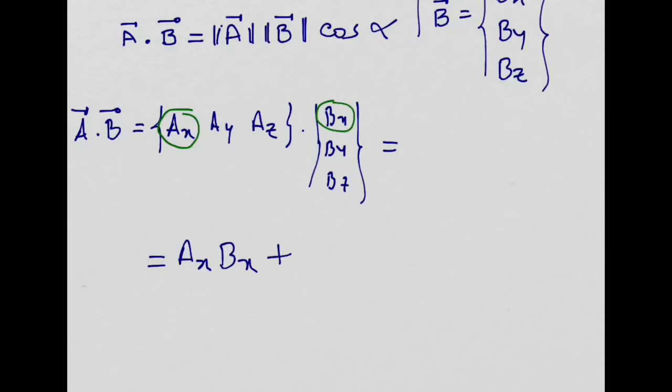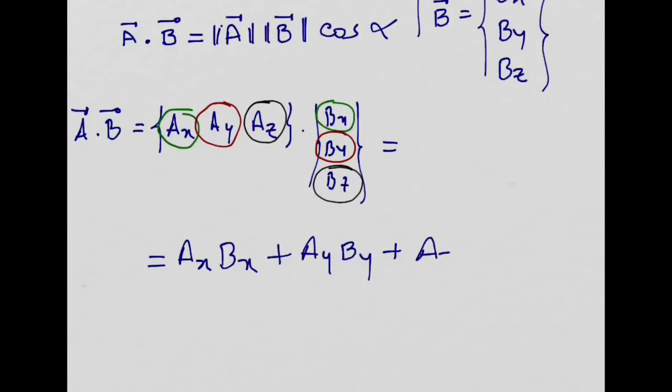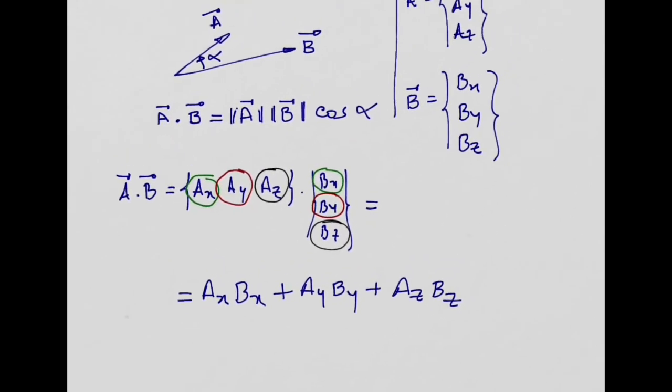Then I go to the second component of A and multiply it with the second component of B, so you get plus AY times BY, plus, and at last you do the Z component: you multiply AZ with BZ and add it here. So there are two different ways of calculating the dot product.